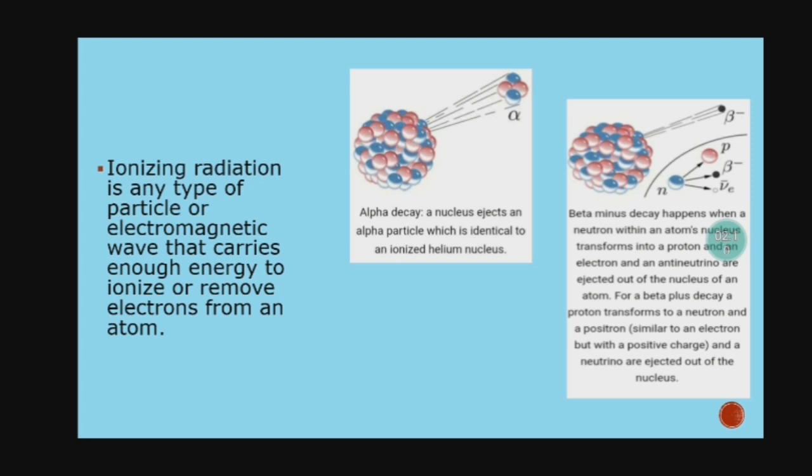The second picture is the beta minus decay, which happens when a neutron within an atom's nucleus transforms into a proton, and an electron and an antineutrino are ejected out of the nucleus of an atom. For a beta plus decay, a proton transforms to a neutron, and a positron, similar to an electron but with a positive charge, and a neutrino are ejected out of the nucleus.